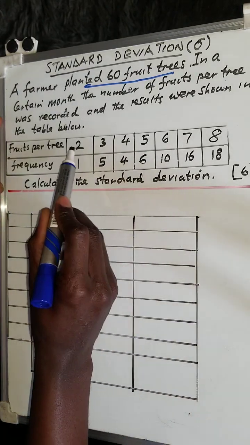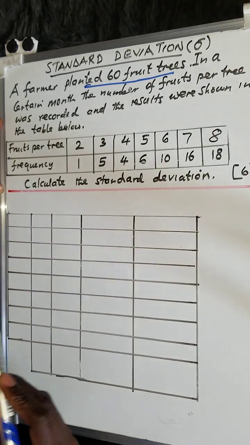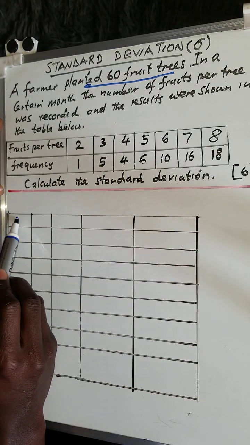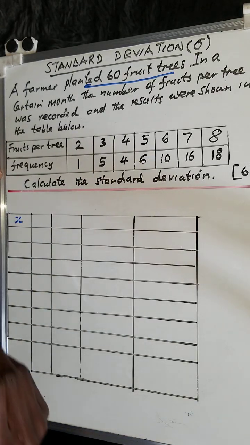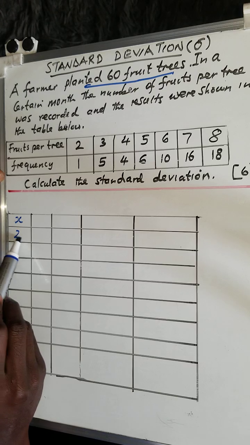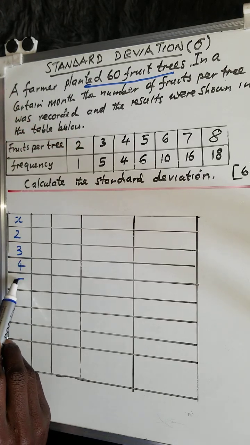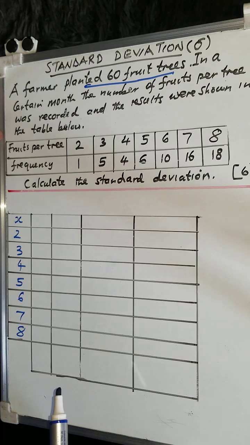Remember, they have not given you the range there. So meaning, are you going to find the mid value? No. Right away, those are the same values you are going to take as your mid values, or the values of x. So your values of x will simply be 2, 3, 4, 5, 6, 7, and 8. That's what you're going to have.